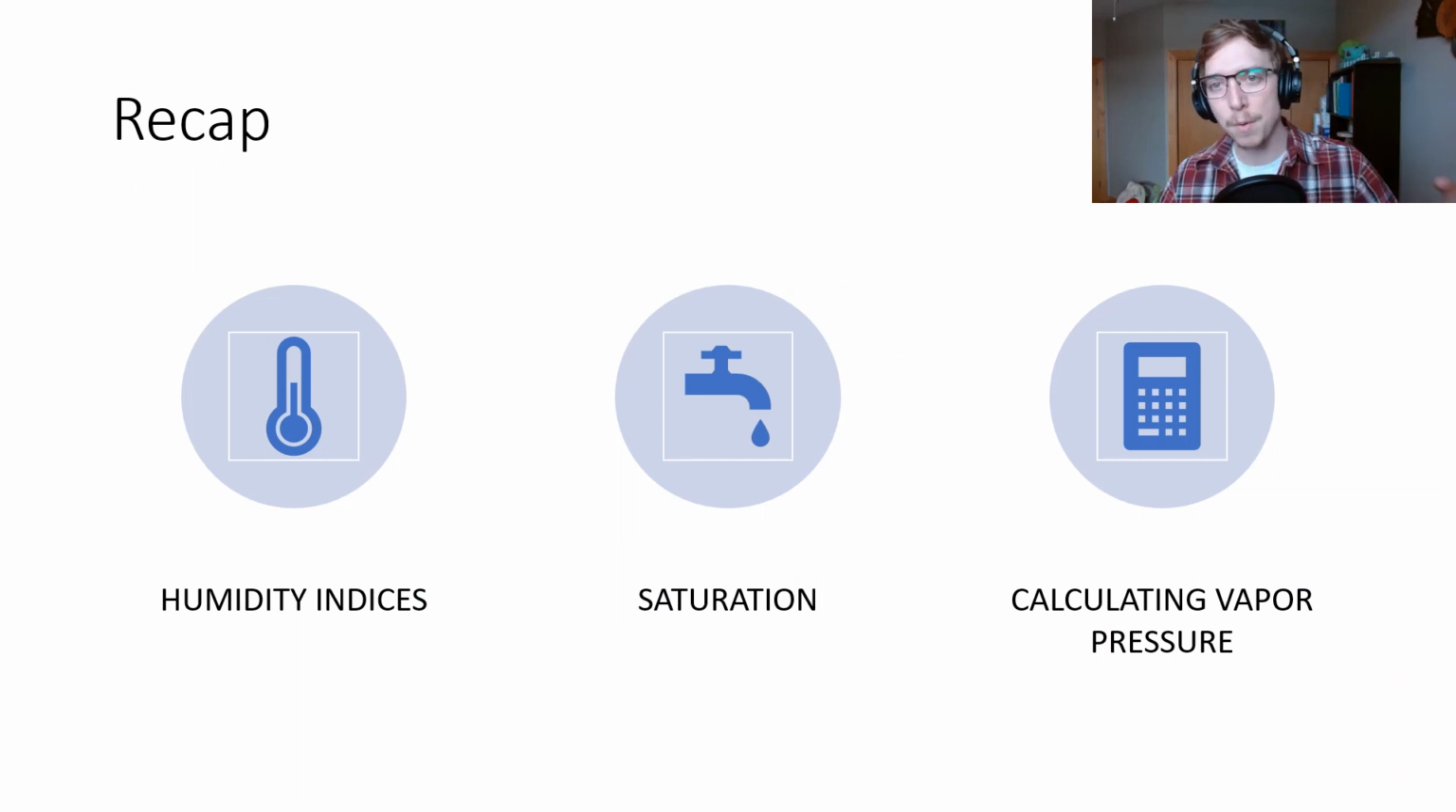So to recap, we talked about humidity indices, saturation, and how we calculate vapor pressure, saturation vapor pressure, and relative humidity. In the next ones, we're going to talk about air parcels and how they move and migrate across the world.